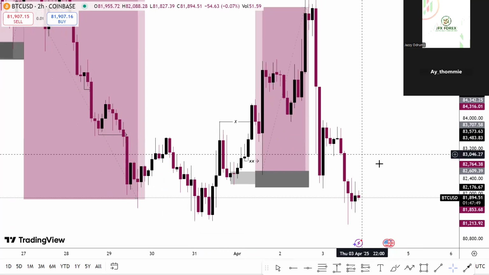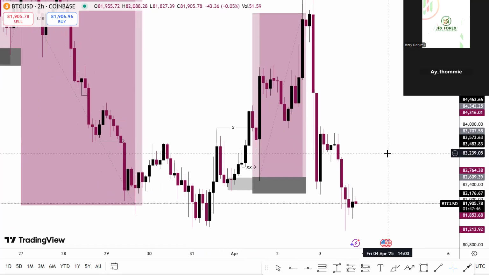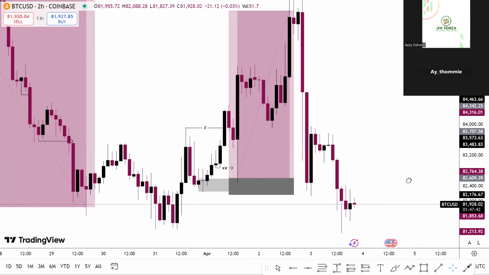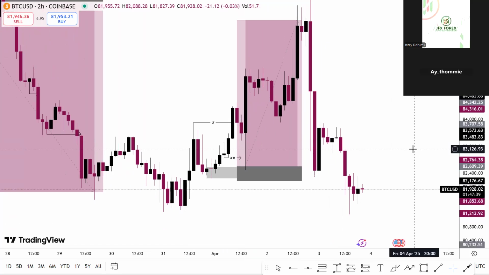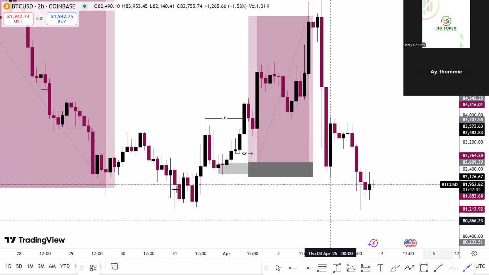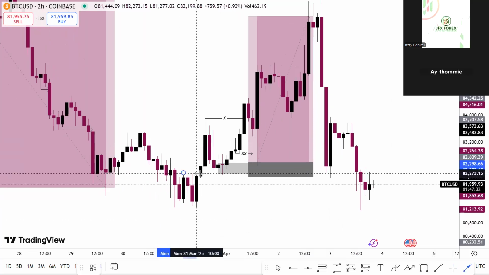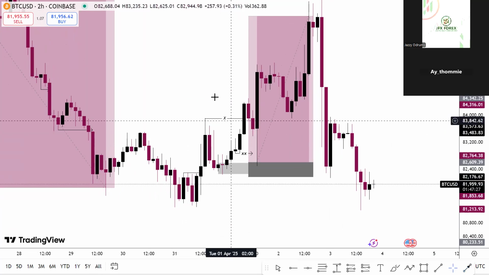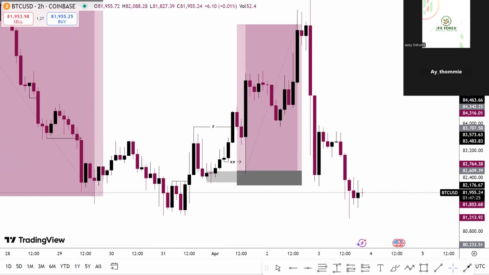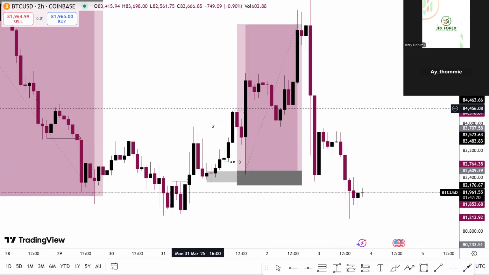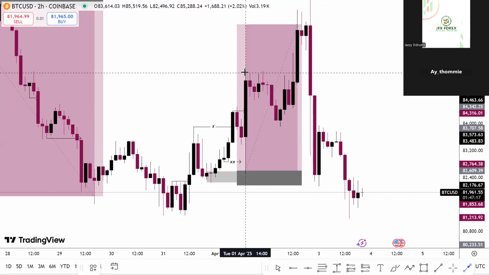So you need to be very, very sensitive when marking your break of structures so that you don't make mistakes, because some things that you feel are not valid are very valid on the hourly time frame. Now, here we have a break of structure. This is another break of structure. This is another break of structure here. This is another break of structure here.